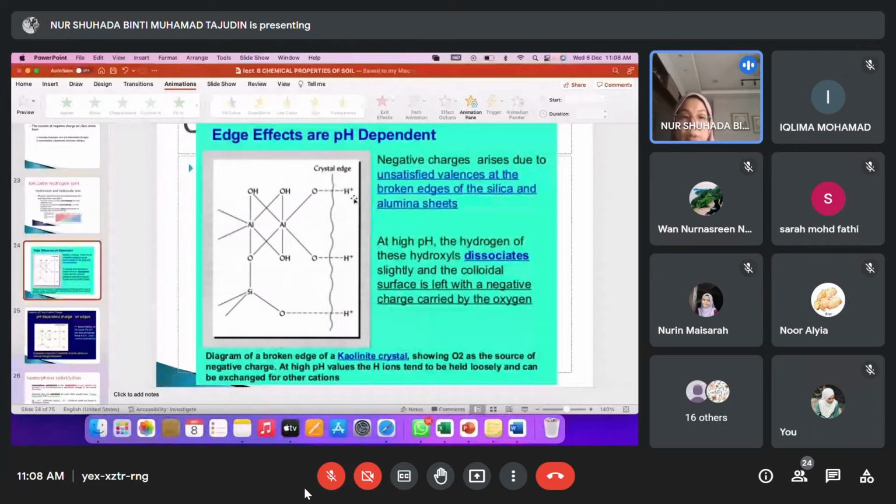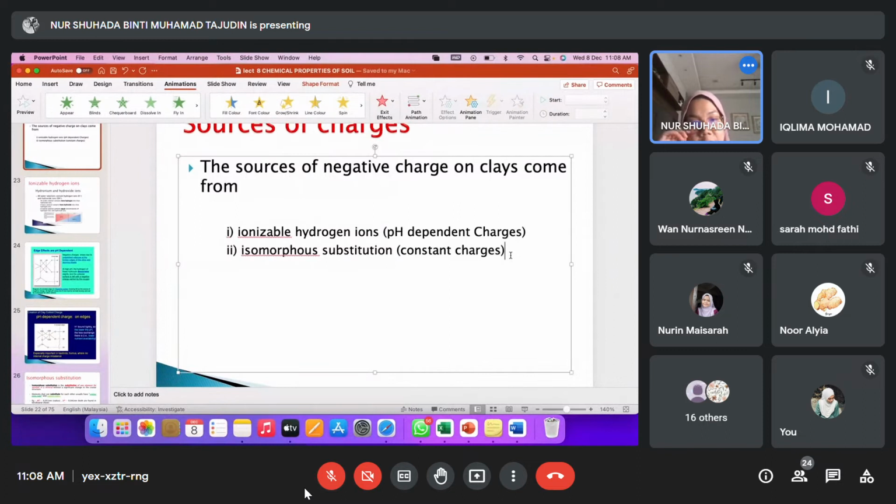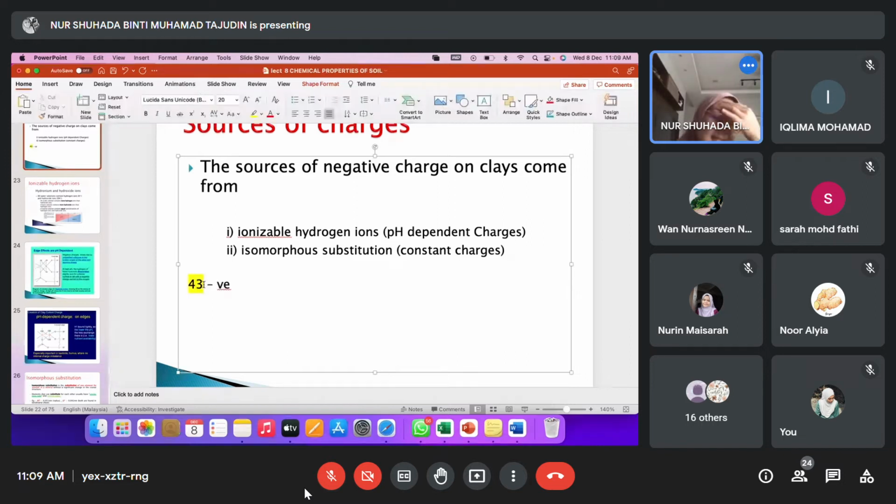Okay, so there are two types of negative charge. For example, a soil has 43 negative charge. So this 43 amount of negative charge, for example you have 43, then you have 22, then you have 20 charge. Okay, what conditions determine this value? 20 negative charge, 22 negative charge, 43 negative charge.